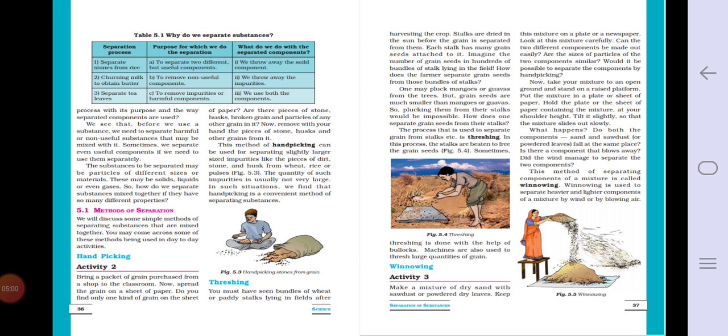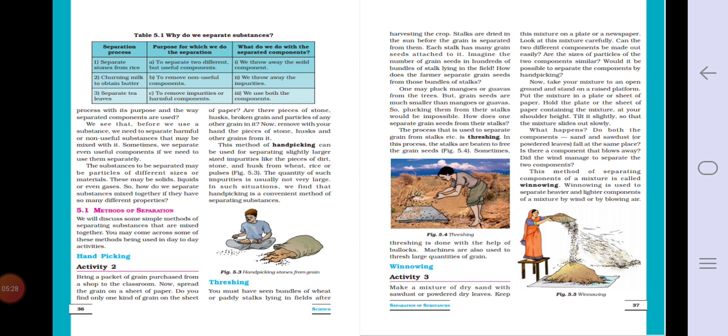One may pluck mangoes or guavas from the trees. आता एक मँगो आणि एक पेरू झाडाला तोडणे it is very easy for one person, but this small grains to remove from that stalk is very difficult. So these methods are used. But grain seeds are much smaller than mangoes or guavas, so plucking them from their stalks would be impossible. How does one separate grain seeds from their stalks?